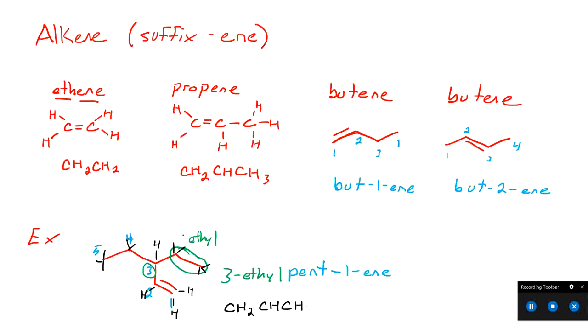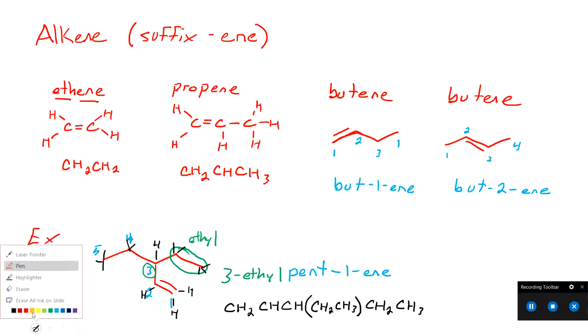Okay, and then we have a problem because we have a branching group. So to represent the branching group, we're going to put in brackets CH2, CH3, because that's what comes in our branching group. And then we continue the chain along the other side for carbon 4 and 5. Carbon 4 is CH2, and carbon 5 is CH3. So you can see how these condensed structures can get a little bit complicated. It will take some time to get used to writing them out and reading them as well.